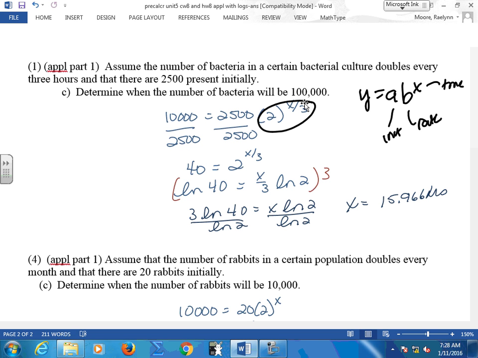Again, 3 decimal places. This should match. When you look at this, this is why I said pull up your exponential ones. This has to match that answer. That's how we solve them exponentially. This is how we solve them algebraically, using your logs.